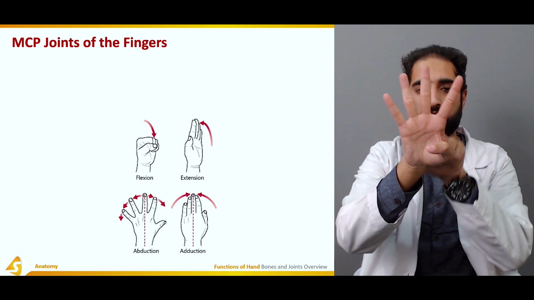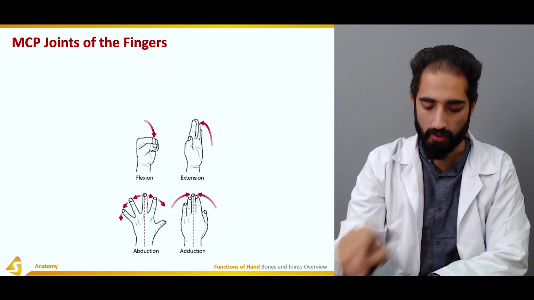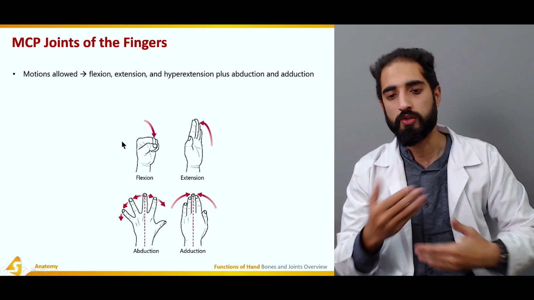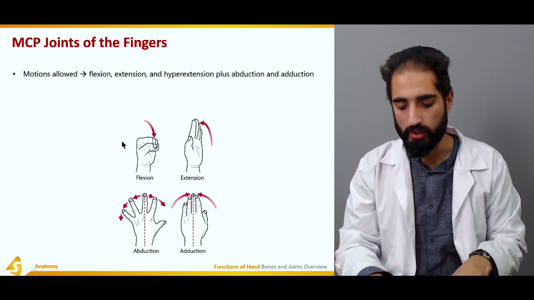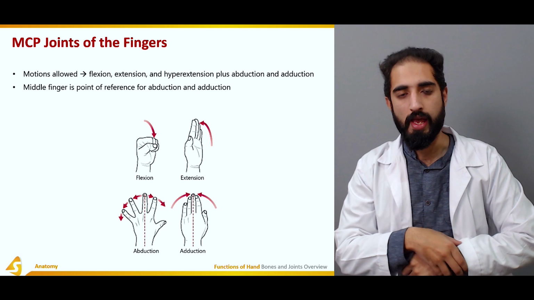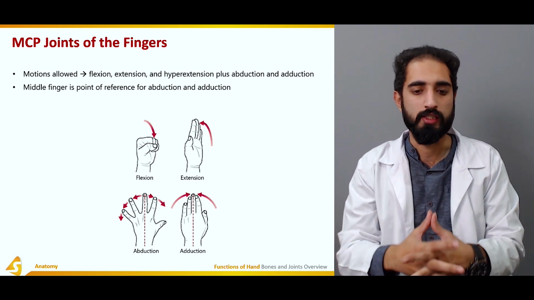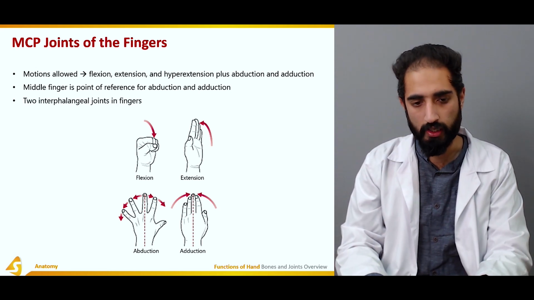Abduction is away from the middle finger, and adduction is towards the middle finger. So motions allowed, as already mentioned, are flexion, extension, and hyperextension, and abduction and adduction as well. And as already mentioned, the middle finger is the point of reference for abduction and adduction.